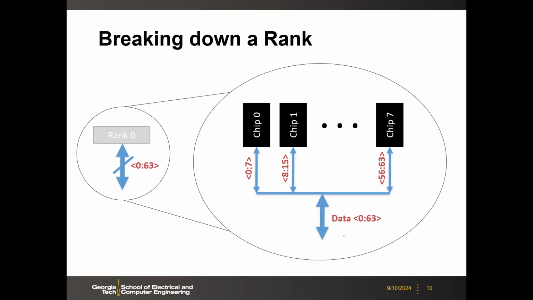So if you break down the rank, let's say one side of the DIMM, you have those 8 chips. And actually each chip may only give you 8-bit data, and then you aggregate this data at the DIMM level. So let's say each chip gives you 8-bit data, and you have 8 chips, so you get 64-bit data.